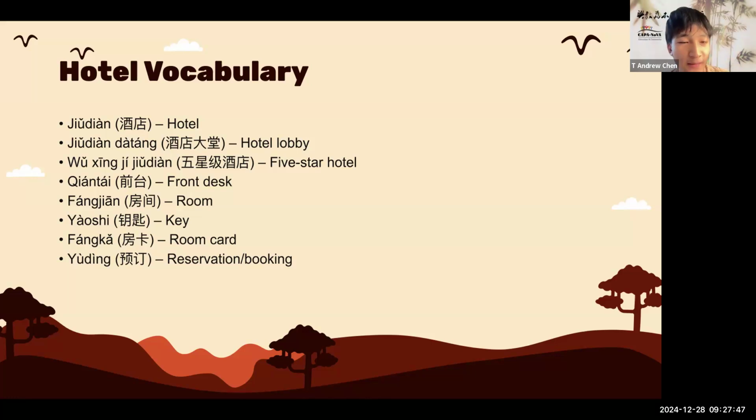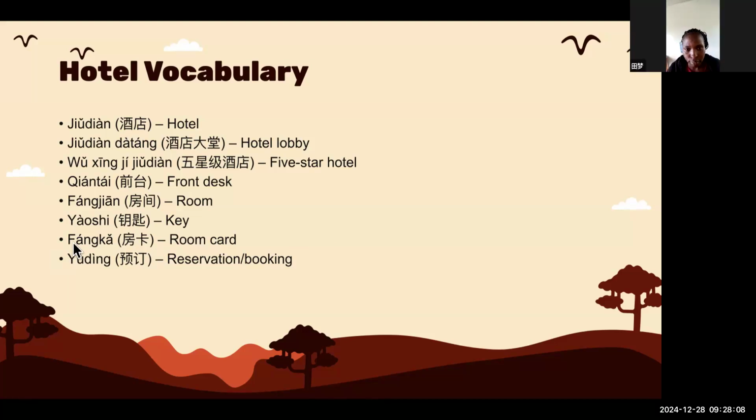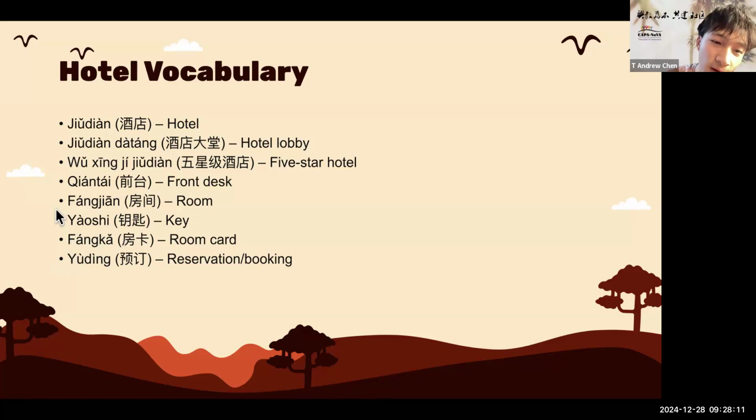And a key in a hotel, it would be 钥匙. But if it wasn't a key, if it was a room card instead, that would be 房卡. And you see how this 房 from room card is from the 房间, from the room. 房卡. 房间. And reservation or a booking is 预定. 预定. Okay. All right, very good.